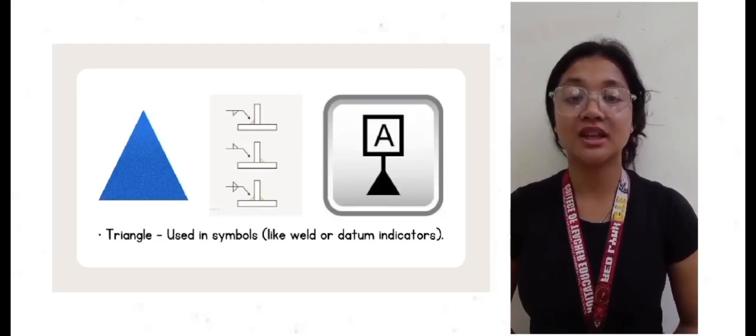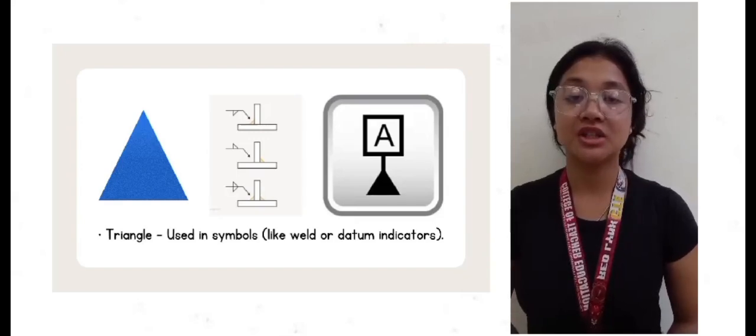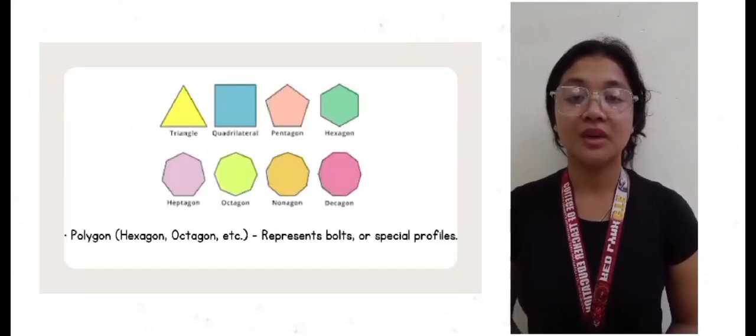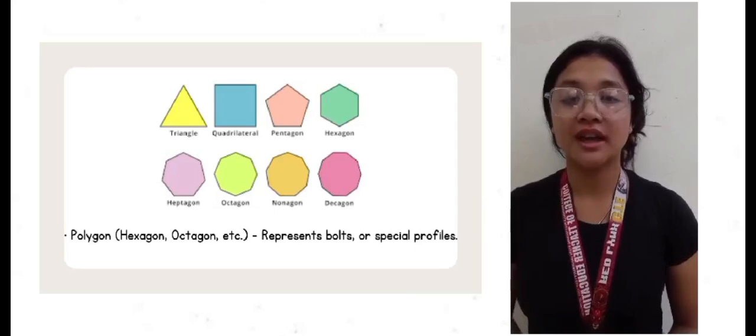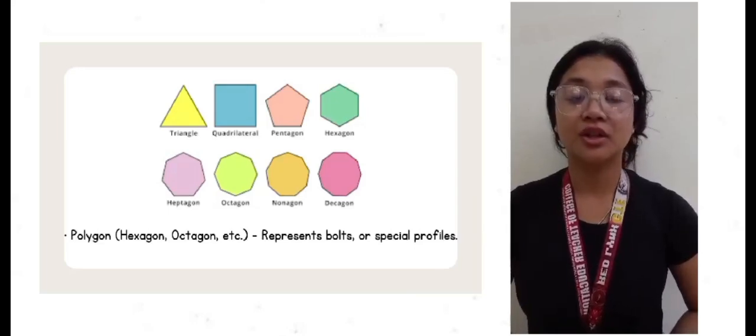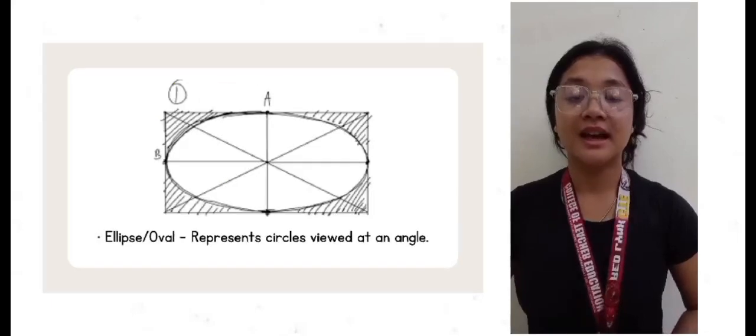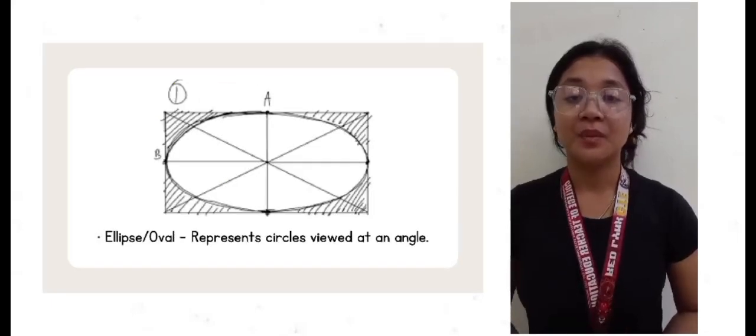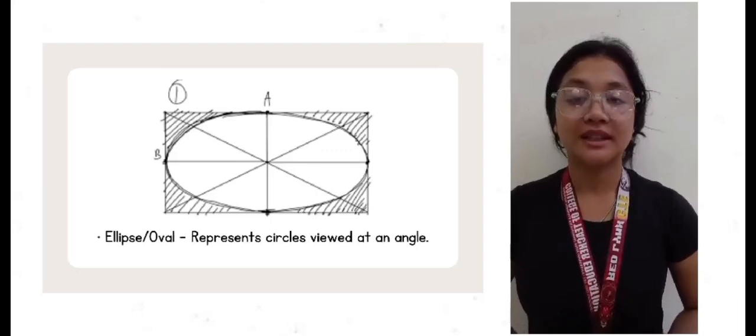So as you can see on the screen, we have an example of a weld or datum symbol. This is very commonly used by engineering students. And we have the polygon: hexagon, octagon, and so on and so forth. This represents bolts or special profiles. The last but not the least again, we have the ellipse or oval. It represents circles viewed at an angle.